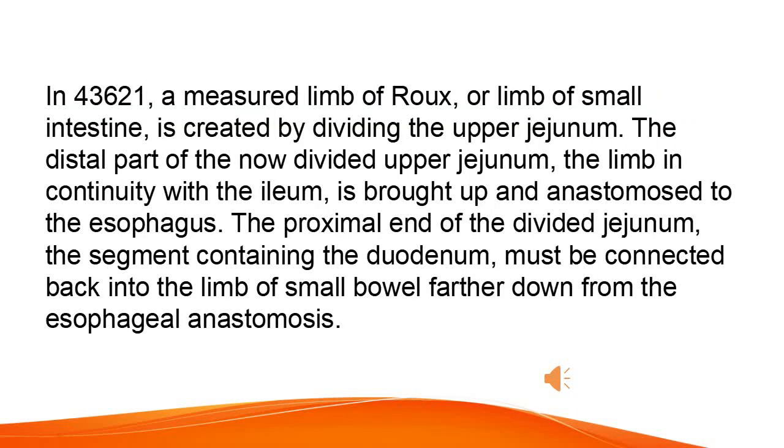A measured limb of Roux, or limb of small intestine, is created by dividing the upper jejunum. The distal part of the now divided upper jejunum, the limb in continuity with the ileum, is brought up and anastomosed to the esophagus. The proximal end of the divided jejunum, the segment containing the duodenum, must be connected back into the limb of small bowel farther down from the esophageal anastomosis.